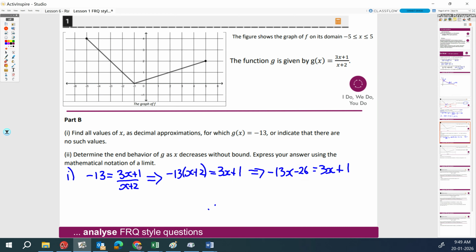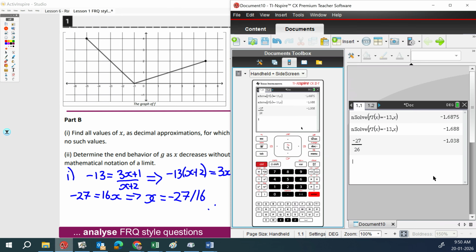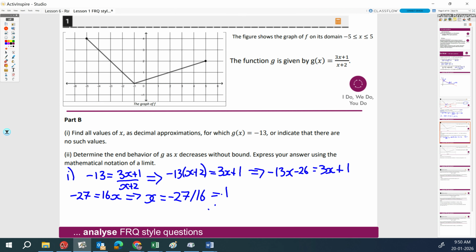Negative 26. Rearranging this around, I'm going to get 16x equals minus 27. So x is equal to minus 27 over 16. Try that one on my calculator: minus 27 divided by 16. I've already checked, I know that's the right answer. It's equal to minus 1.688, decimal expansion, 3 decimal places.